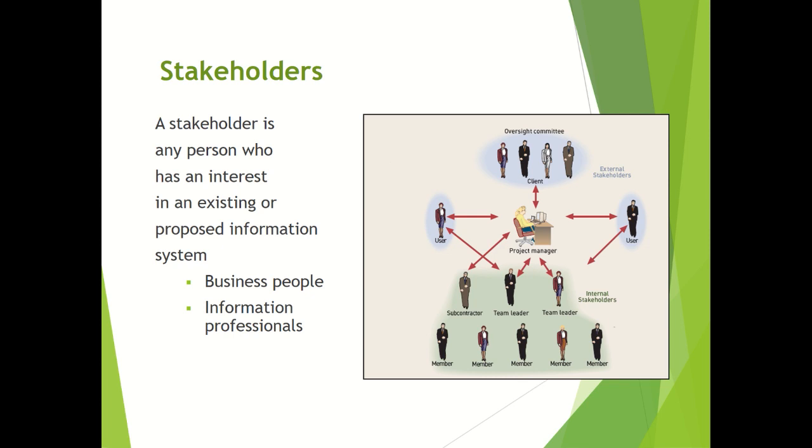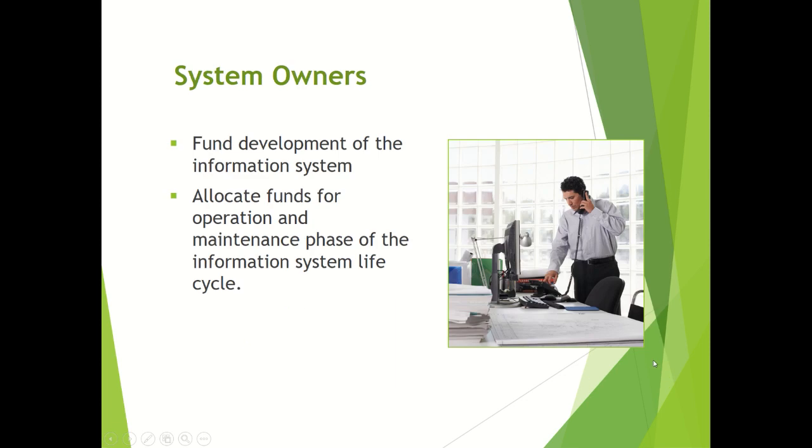So it could be business people, or technical professionals, or informational professionals associated with it, right? There is a picture given over here. You can have a detailed look at it. So there could be a project manager, oversight committee, subcontractor, team leaders, right? And system owners are those people who fund, who take the money and put the money into the business. They allocate funds for the operation as well as for the maintenance, right? So for both phases of the cycle, they have to fund, and they need to make sure that proper and appropriate funding is allocated for that particular product so that it keeps going.